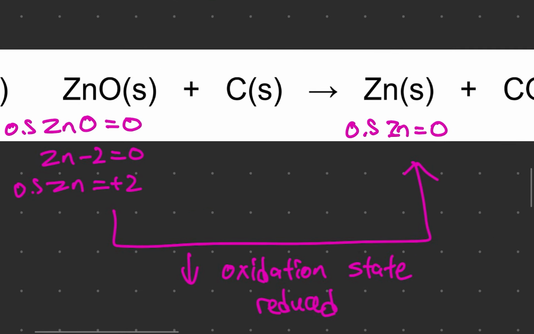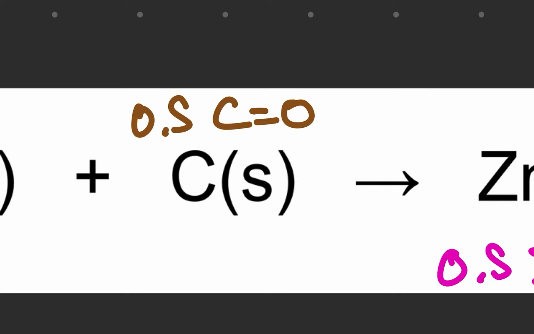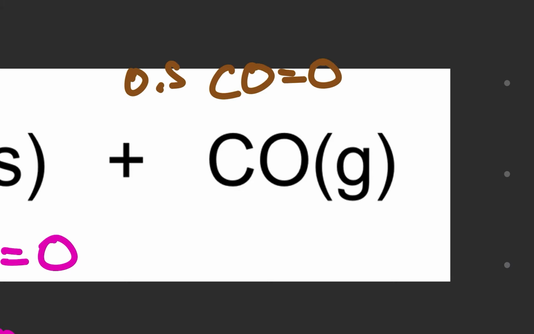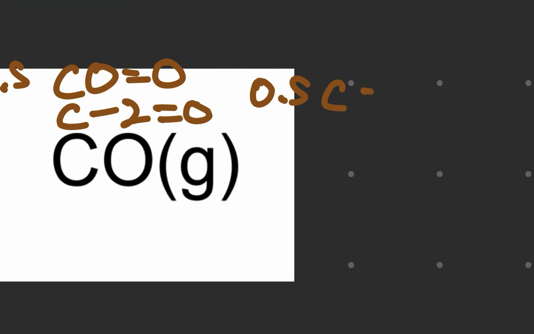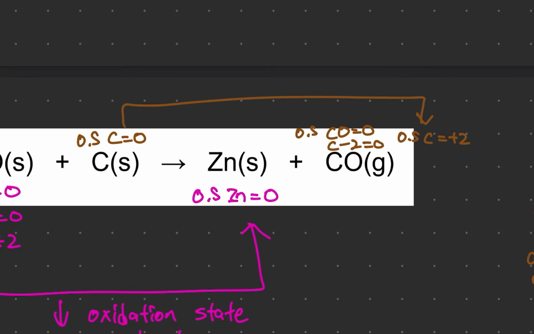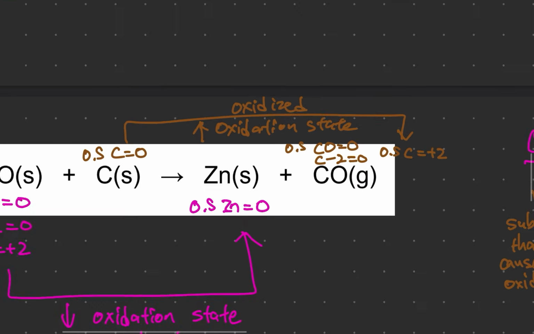Okay, so now let's take a look at carbon here. So carbon by itself, its oxidation state will be 0. And carbon monoxide as a whole will be 0. So the OS of carbon will equal to positive 2. And as you can see here, there has been an increase in the oxidation state. And that will mean that electrons were lost. So therefore, it has been oxidized. Oxidation has taken place.